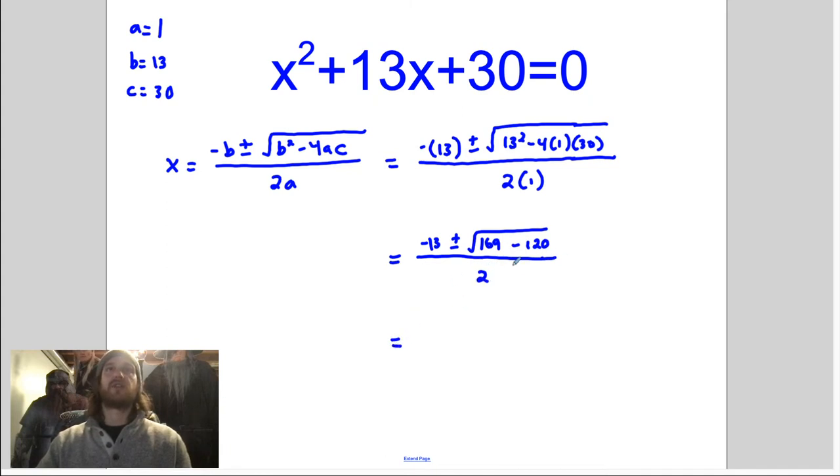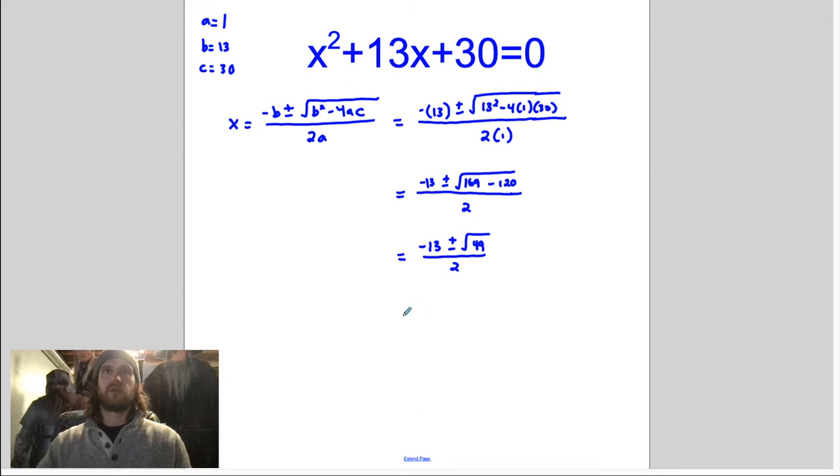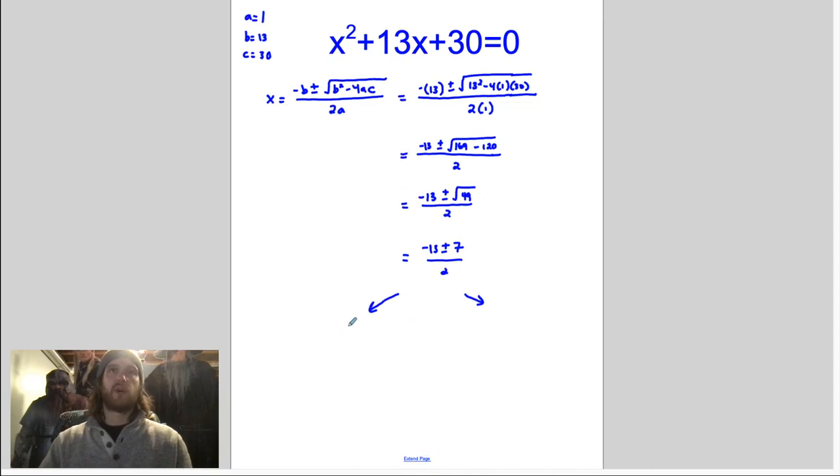And let's just keep going down the line. We still got to simplify the root before we can do anything else. So that'll be negative 13 plus or minus the square root of 169 minus 120 is 49, all divided by 2. Going down the page, that's negative 13 plus or minus the square root of 49 is 7 over 2. And now we can split into our 2 possible solutions. One of them has the plus, one of them has the minus. Now let's calculate what our 2 solutions are. One of them is negative 13 plus 7 divided by 2. The other one is negative 13 minus 7 divided by 2.